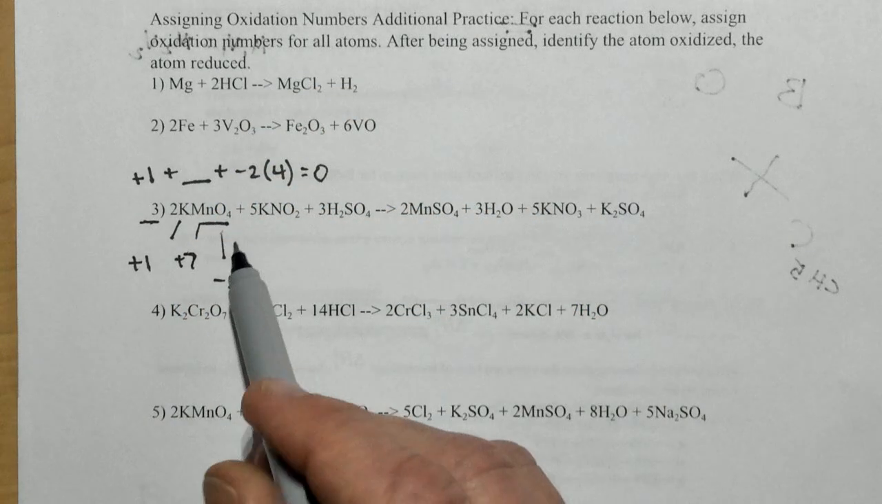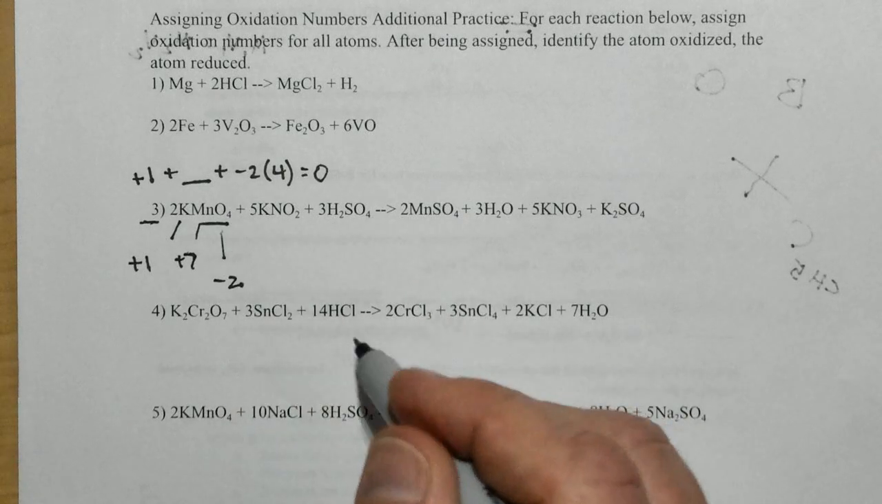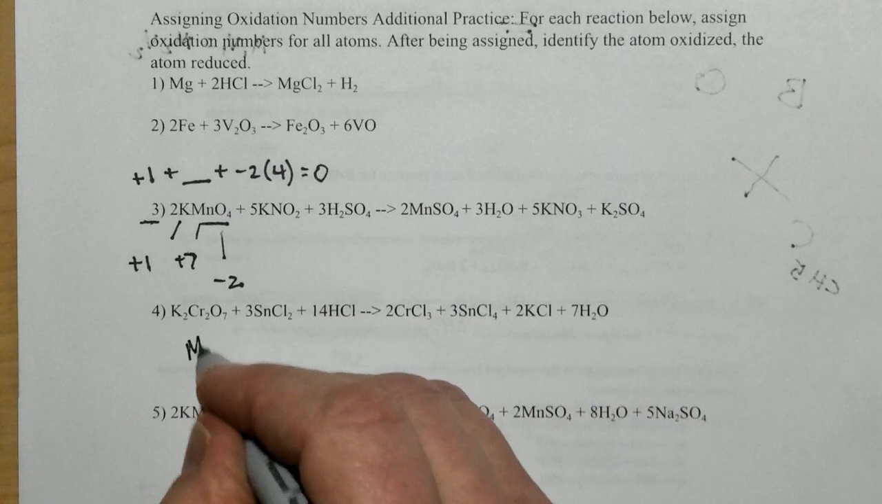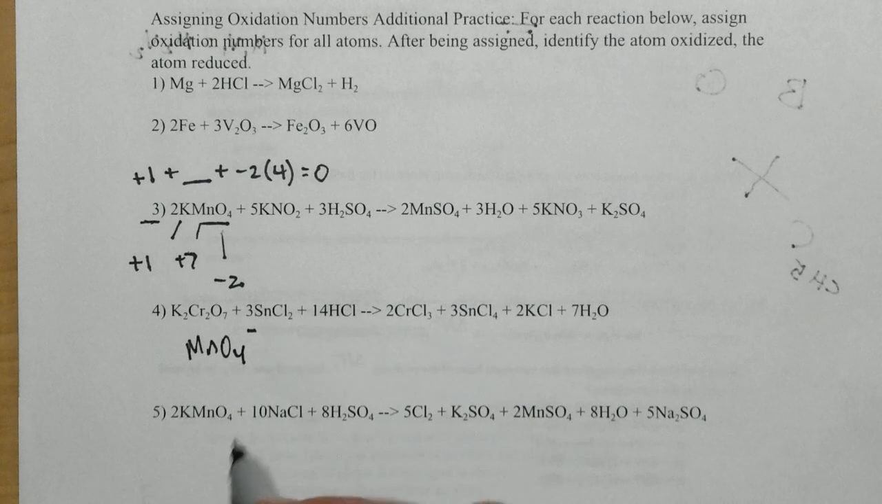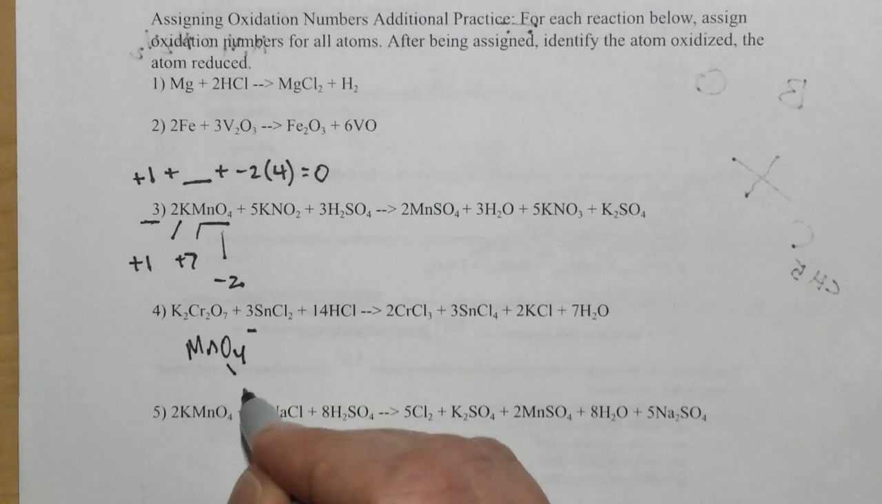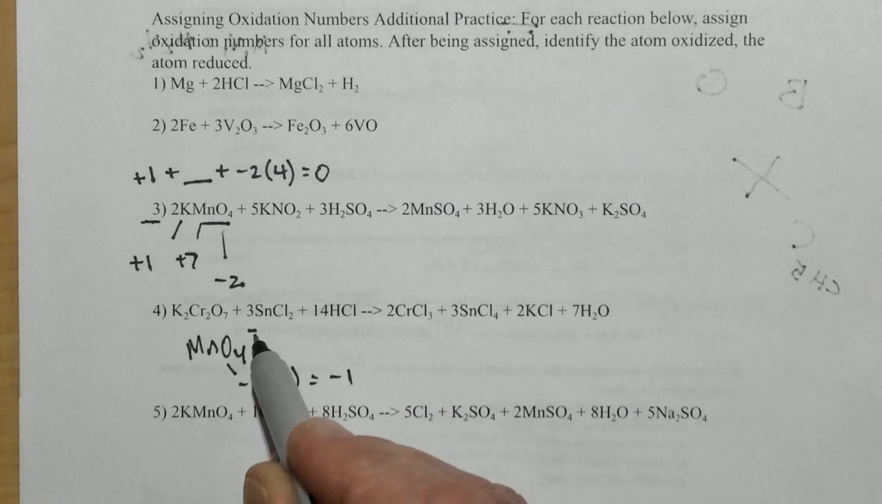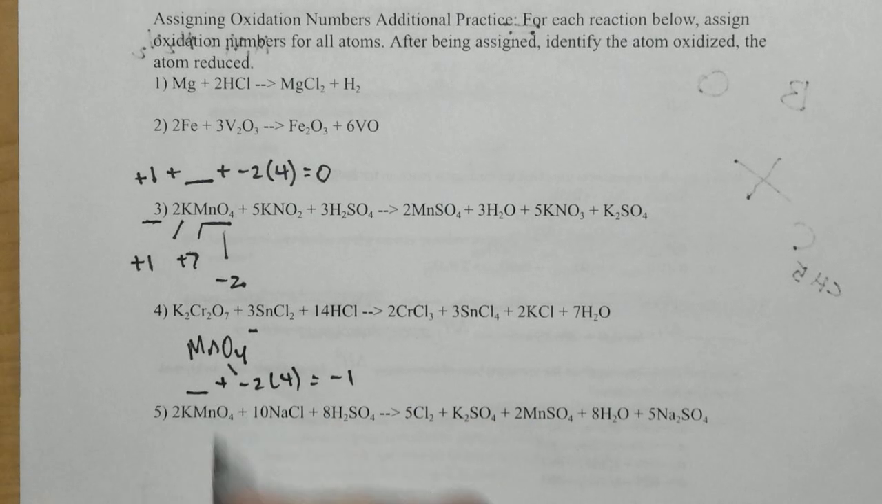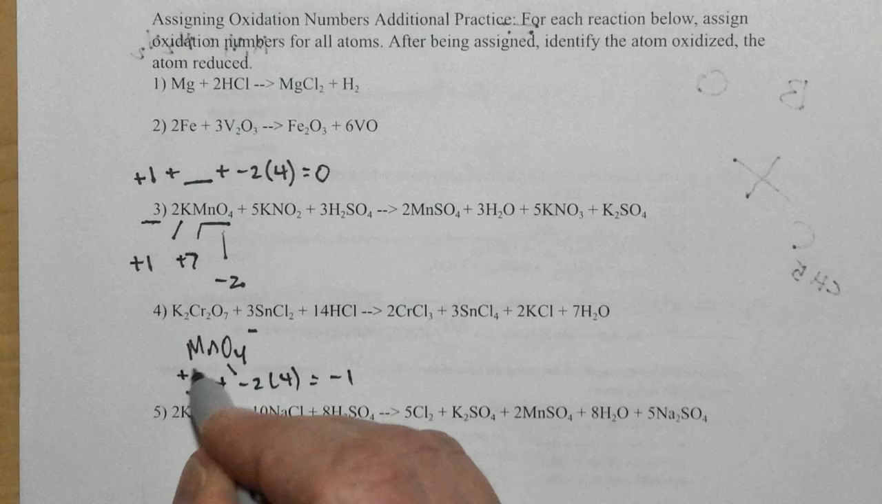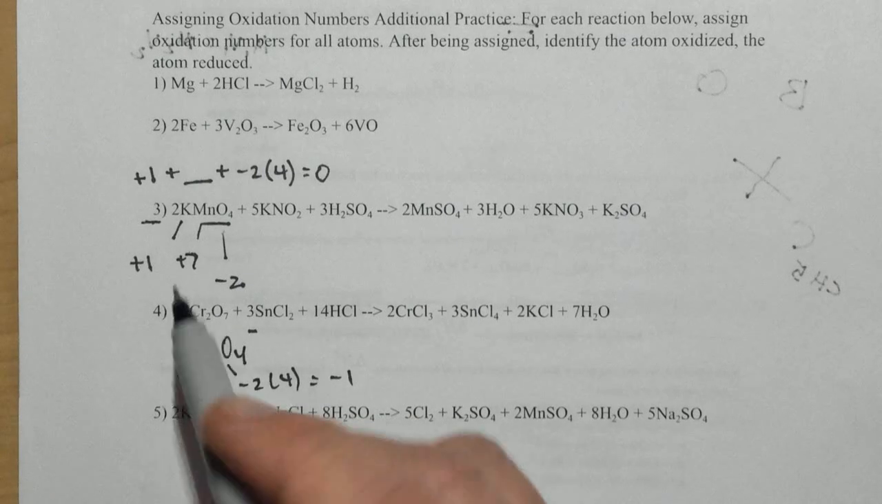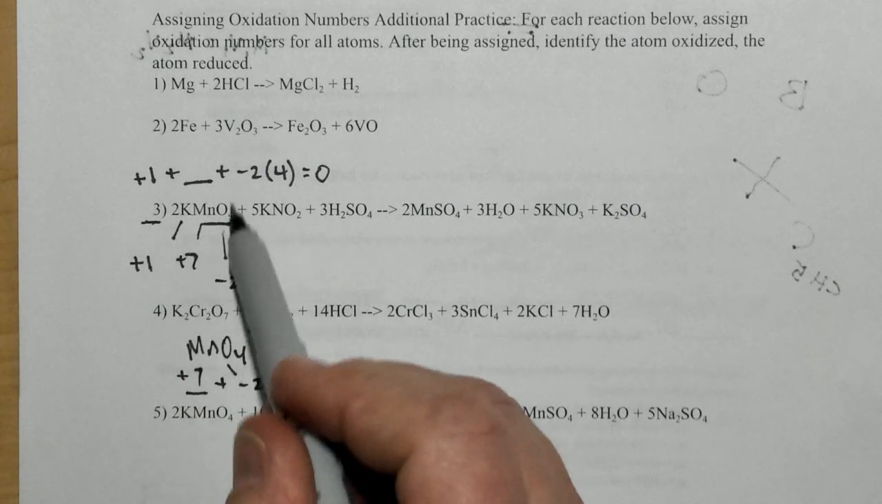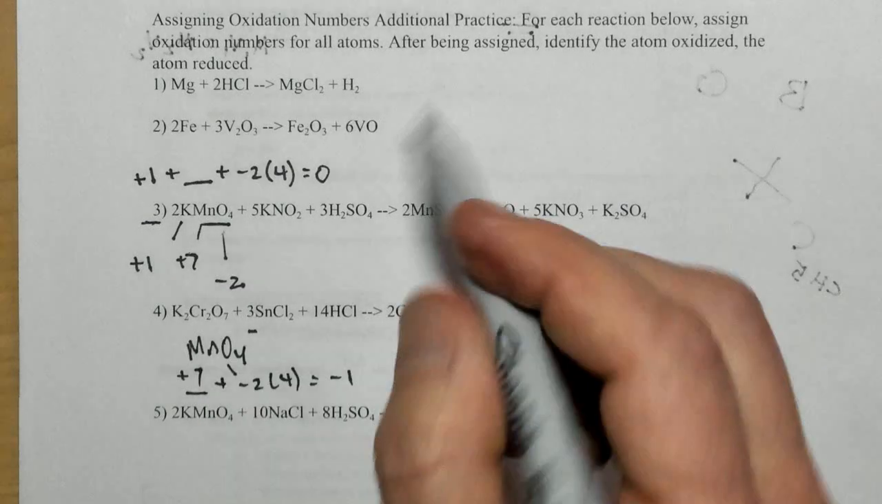Or what you could have done is, by knowing that MnO4 is a polyatomic ion you learned, and MnO4 is -1, you could have said oxygen is -2, there's 4 of them, it's got to add up to -1 in the polyatomic ion. What's manganese? You would have also gotten +7. So those are your oxidation numbers for the first compound.